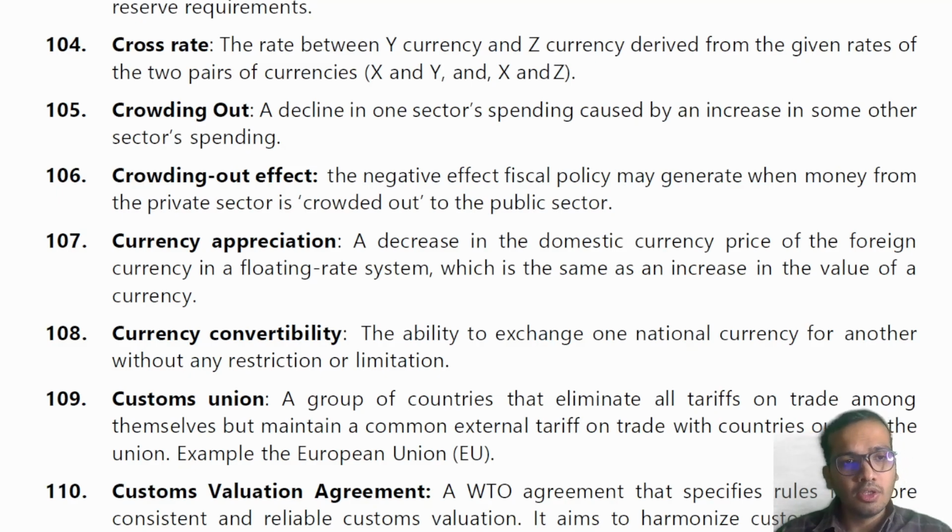Then comes crowding out effect. So the negative effect fiscal policy may generate when money from the private sector is crowded out to the public sector. Then comes currency appreciation. So a decrease in the domestic currency price of a foreign currency in a floating rate system, which is the same as the increase in the value of one currency.